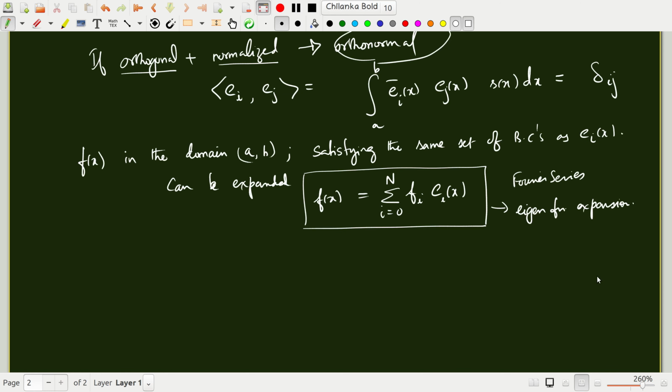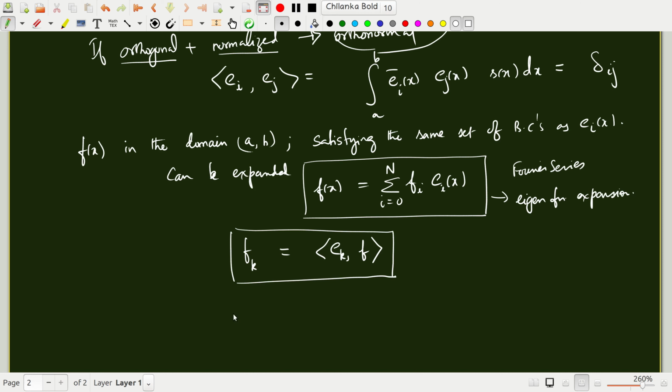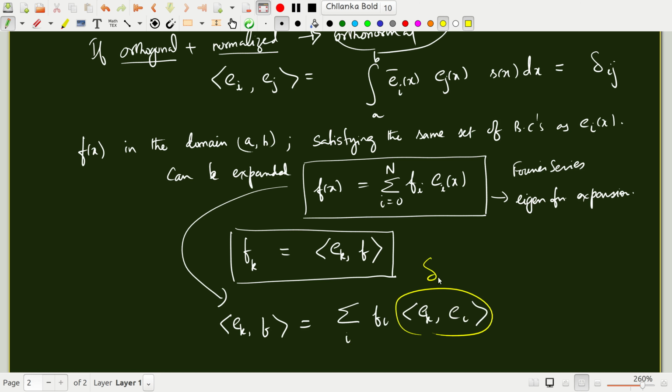Okay, now the moment you expand, then you can ask the question, what are the coefficients f_k? So f_k is nothing but you take the inner product of this with e_k. If these are orthonormal, then the inner product will give you delta_ik, and that summation will pick you just f_k. So take inner products on both sides of this equation with e_k, so you'll get the sum over i of f_i times (e_k, e_i), but (e_k, e_i) is nothing but delta_ki, and delta_ki times f_i is nothing but f_k.